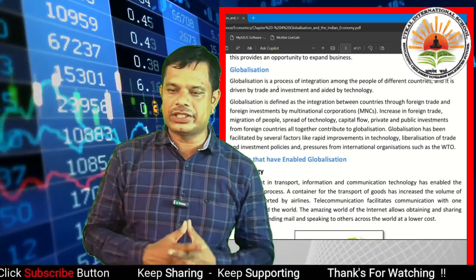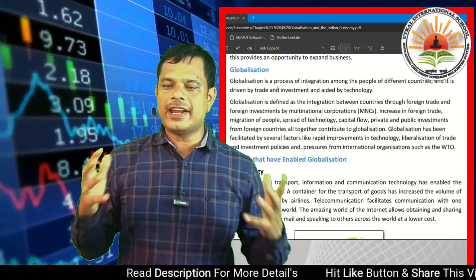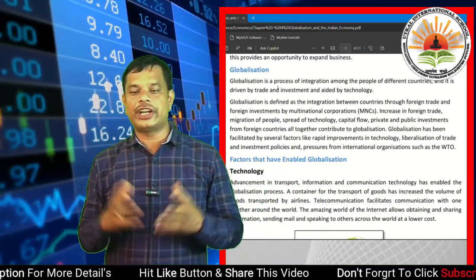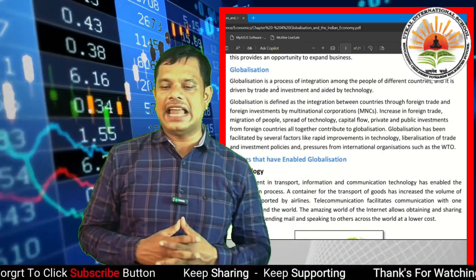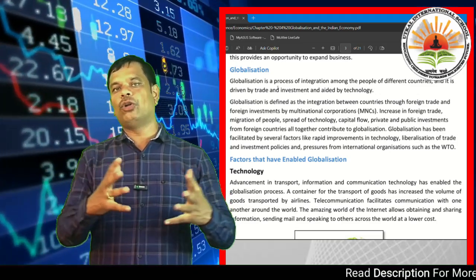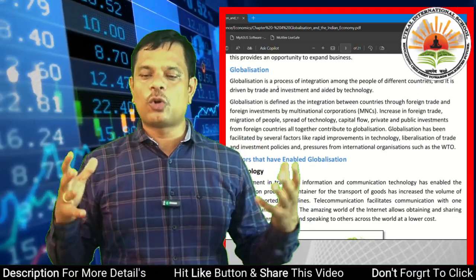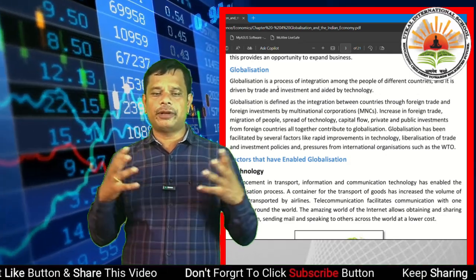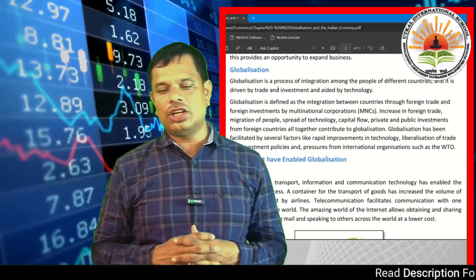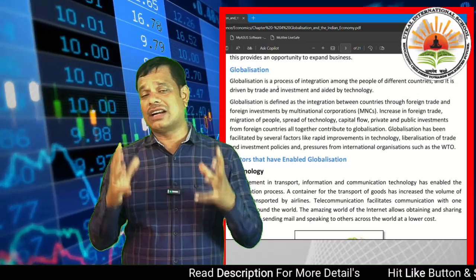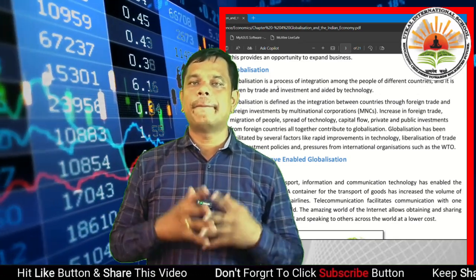What are the parts of globalization? Increase in foreign trade, migration of people, spread of technology, capital flow, private and public investment from foreign countries contribute to globalization. And globalization has been facilitated by several factors like rapid improvements in technology. Rapid improvement of technology is the main focus of globalization. Also the liberation of trade and investment policies and pressures from international organizations such as the WTO, World Trade Organization, an organization which leads globalization and global business.